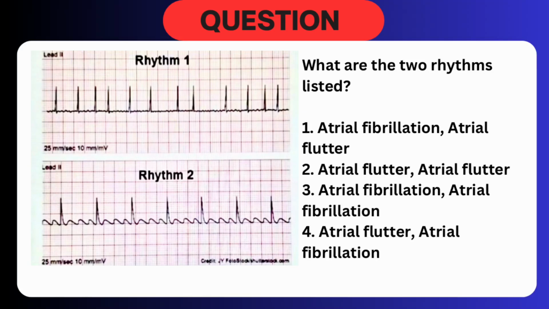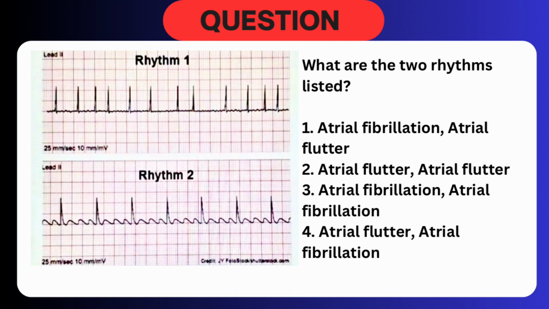What are the two rhythms listed? 1. Atrial flutter and atrial fibrillation. 2. Atrial flutter. 3. Atrial fibrillation. Or 4. Atrial flutter, atrial fibrillation. What do we think?